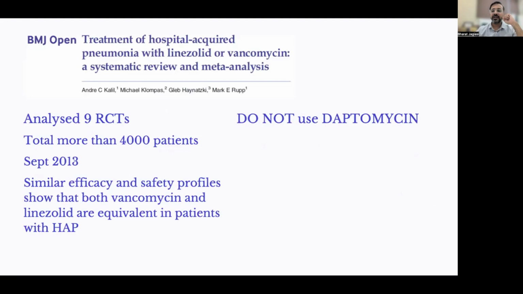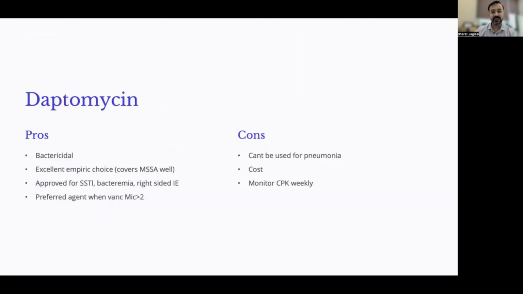Then when we looked into the treatment of hospital-acquired pneumonia with linezolid or vancomycin, a systematic review analyzed 9 RCTs and more than 4,000 patients. We found similar efficacy between vancomycin and linezolid in HAP patients who had MRSA HAP. But do not use daptomycin in lung patients. We all know the reasons.